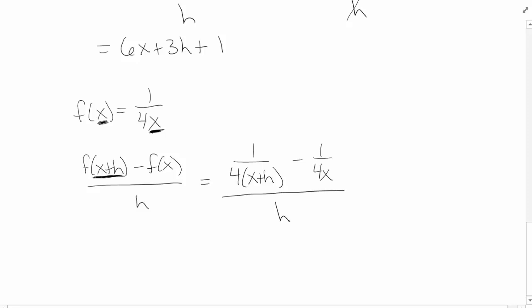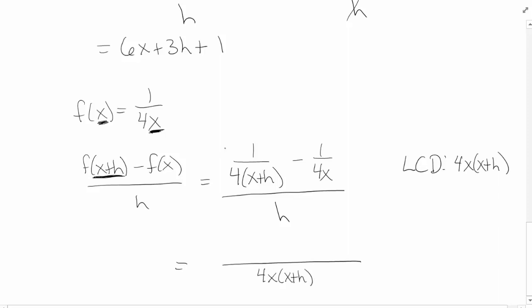All right, well, fractions in fractions is about the only thing worse than just fractions, so I'm going to get a common denominator up there in the numerator so I can combine those two together and get this all down to just one fraction instead of fractions in fractions. So they both have a 4 in common, and then this one has an x, but this one has an x plus h. So essentially my least common denominator is going to be 4 times x plus h. So that's my common denominator, 4 times x plus h.